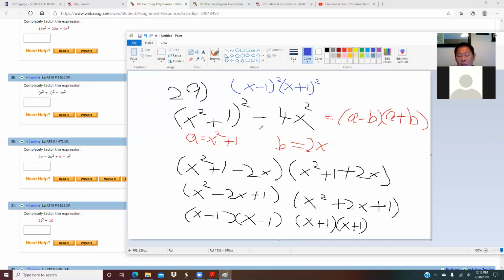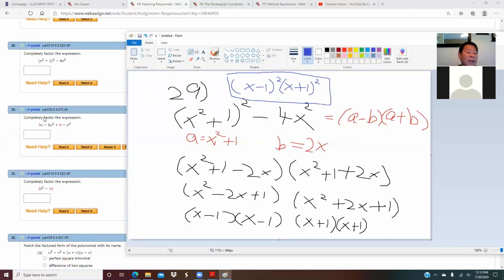Last time we talked about in class on Thursday, we don't factor it further because we combine like terms. But in this case, this can be factored some more, and this will be your answer. Okay, so this is how we do question number 29.